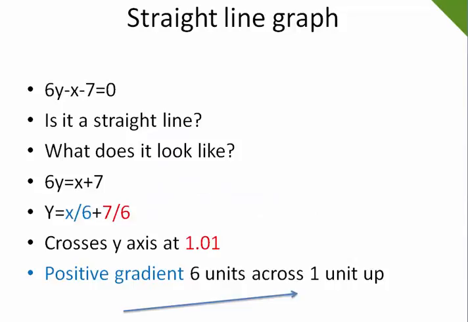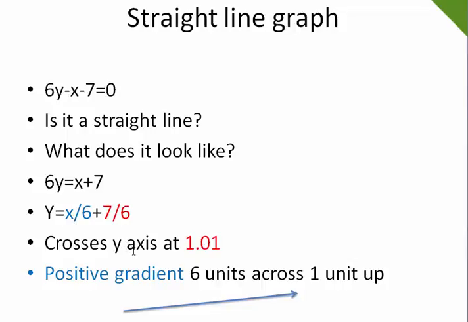Now, 6y minus x minus 7 equals 0. Is it a straight line? When we rearrange it with the y on the left hand side, we get 6y equals x plus 7. Divide through by 6 to get y by itself. So this is y equals 1/6 of x plus 7 over 6. So yes, it does look like y equals mx plus c, so it's a straight line.